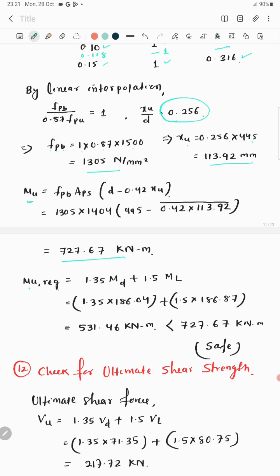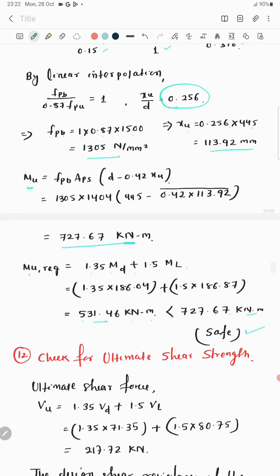So what is the Mu required? Mu required will be 1.35 times dead load moment plus 1.5 times live load moment. If you calculate this, we are getting a value of 531.46 kilonewton meter, which is less than 727.67 kilonewton meter. So our moment of resistance of the section is more than the required moment from the external loading. Thus the section is safe here.